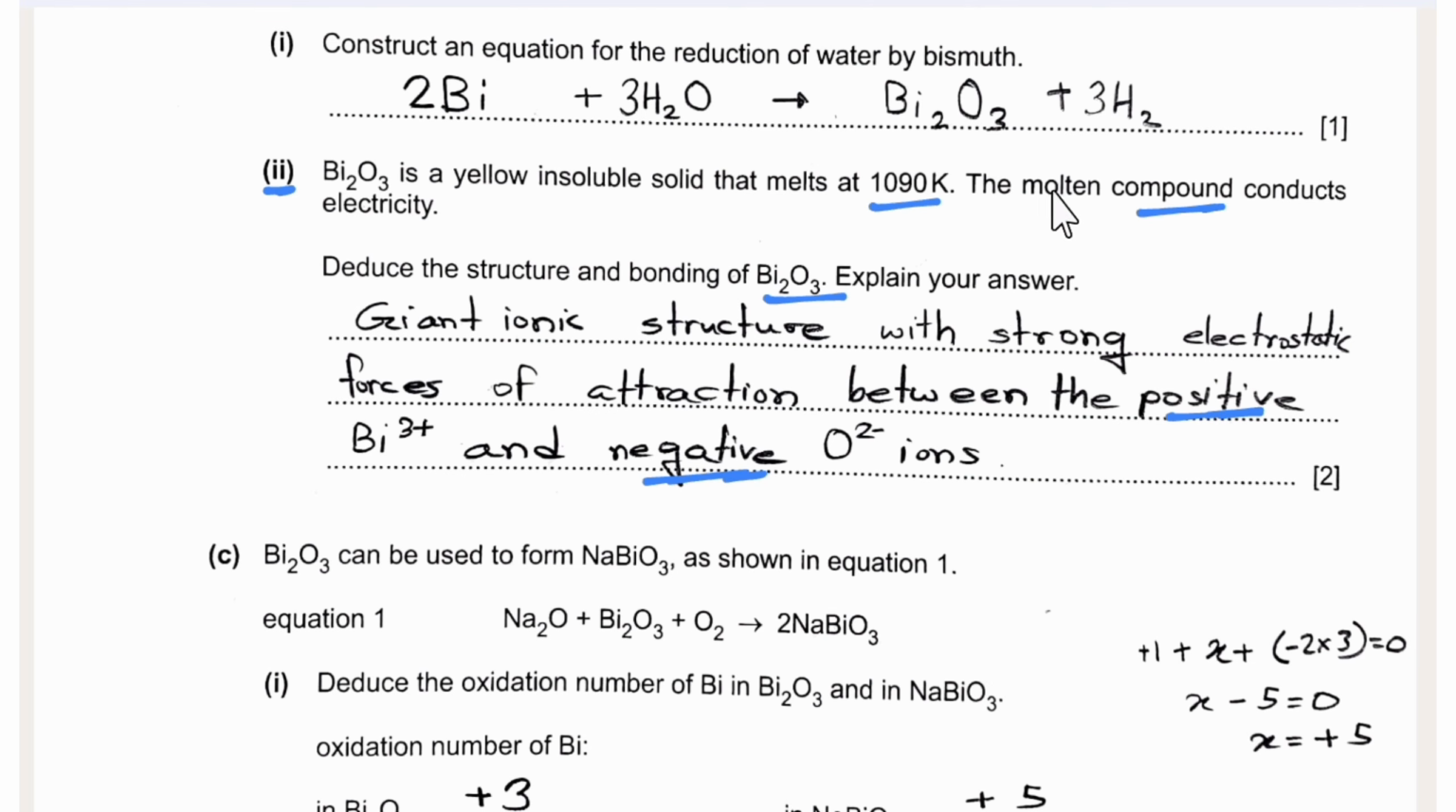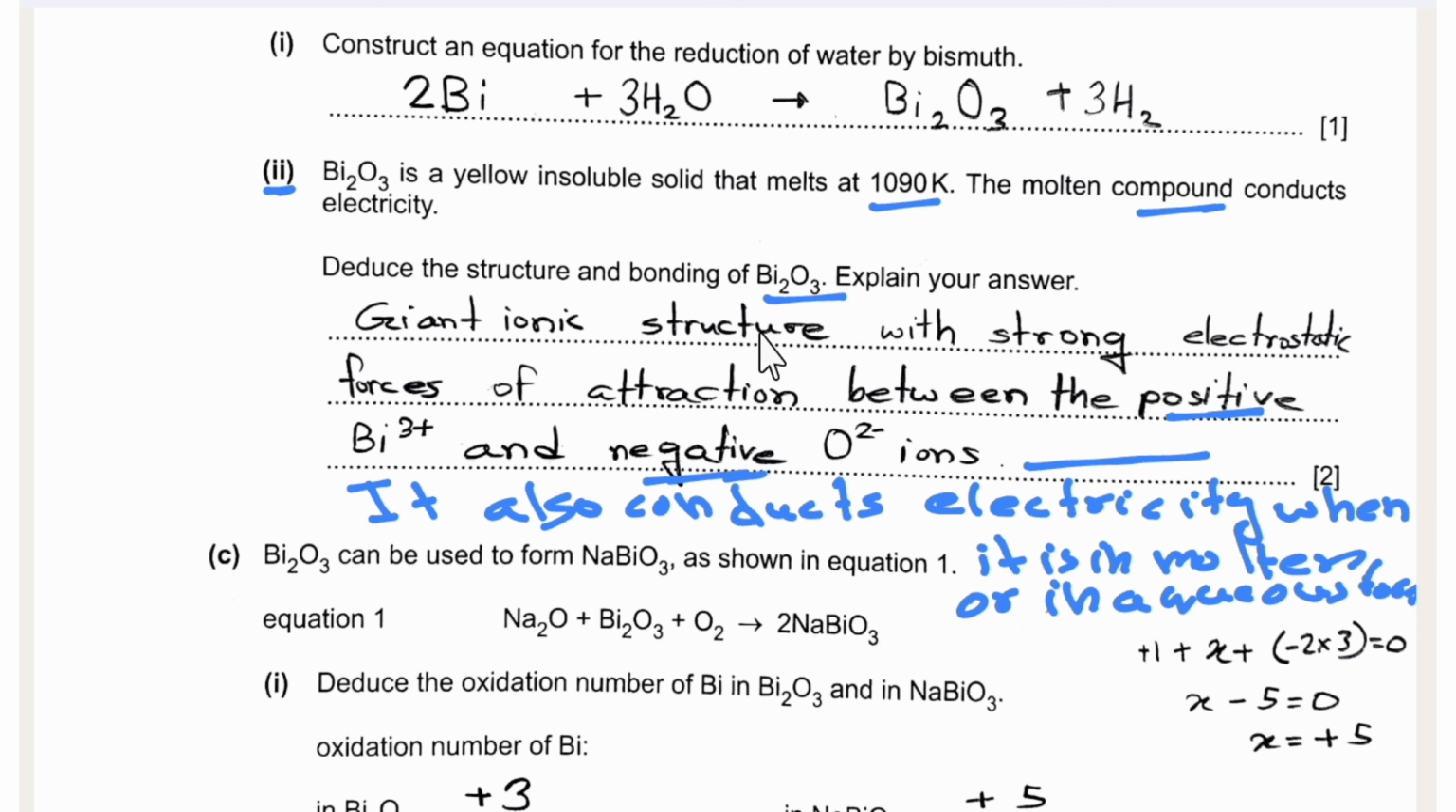And as it conducts electricity, we can also write that it conducts electricity when it is molten or in aqueous form. So: giant ionic structure with strong electrostatic forces of attraction between positive ions and negative ions, and it also conducts electricity when it is molten or in aqueous form.